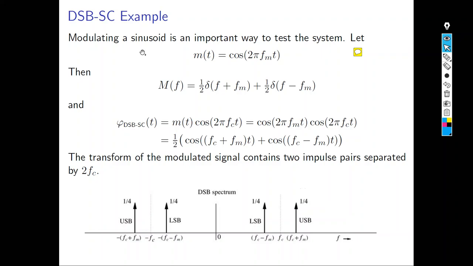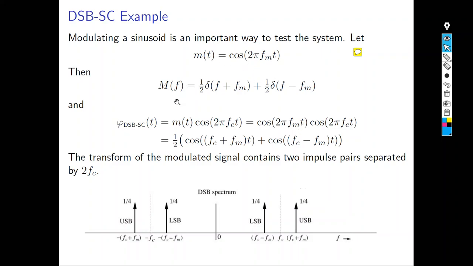Double sideband single carrier example. Modulating a sinusoid is an important way to test the system. Let M of T, again, this example by just giving numbers or a real practical function. This can be a question in the exam, or in the test. Suppose M of T is cosine 2 pi FM T. Find the modulated signal, if the carrier frequency is given. I give you the carrier frequency and tell you, find the modulated signal in the frequency domain by functions, by math, and by drawing. And then find the demodulated signal by math and by drawing. So what do you do?